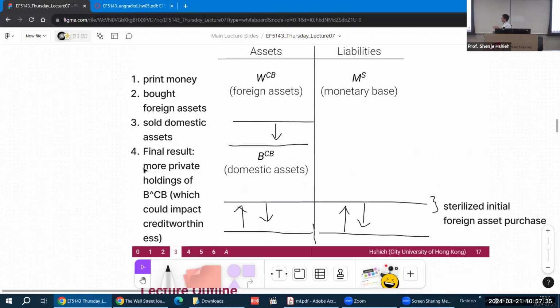Is that clear? Of course, there are tiny steps that I glossed over. You have to convert your currency to the foreign currency, and then use the foreign currency to buy foreign assets. I skipped those steps, but you can also think of foreign assets as just foreign currency too, which is also okay, right?